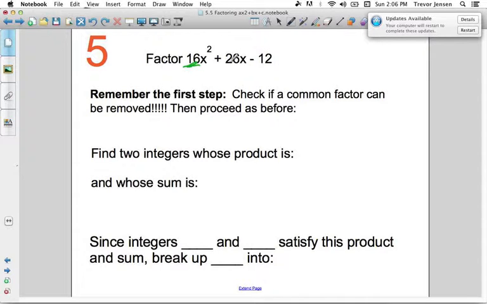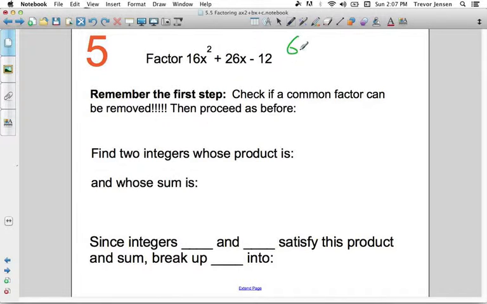Does 16 go into 26 and 12? No, it doesn't go into either of those. So I'm not going to be able to common factor out the 16. I'm going to have to factor it by grouping. Okay, I'm going to have to break up that middle term into two terms. But before I do that, remember that just because you can't common factor out a 16 doesn't mean that there's nothing else you can common factor out to make it a little bit easier to work with.